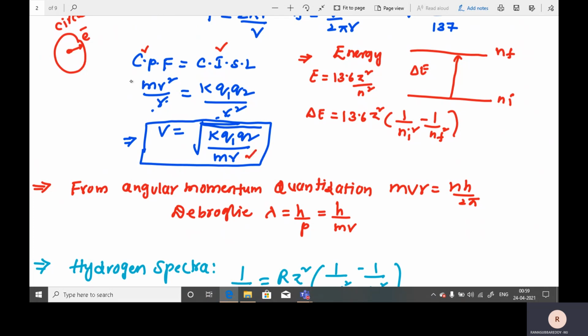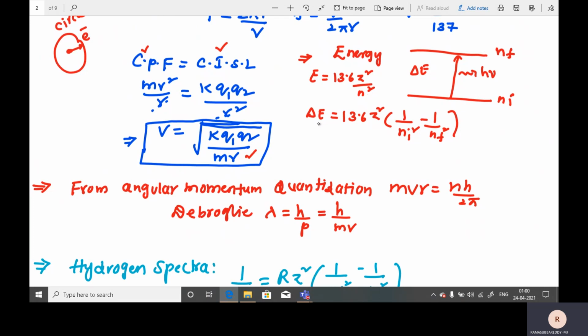Numericals will use these relations. Okay, next, how to find the energy in hydrogen. We know when the electron is exciting from one state to another state, it emits some energy, that is h nu, or also called photon energy. Then energy is equal to 13.6 Z square by n square.